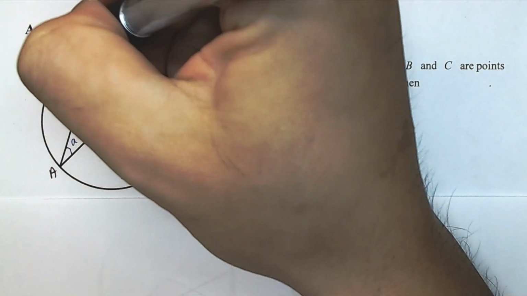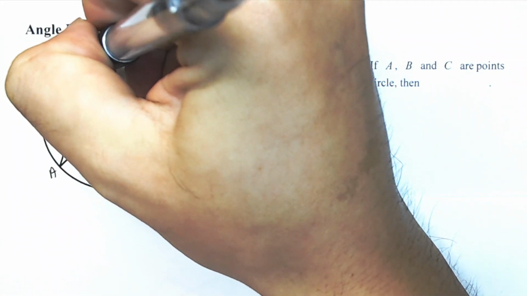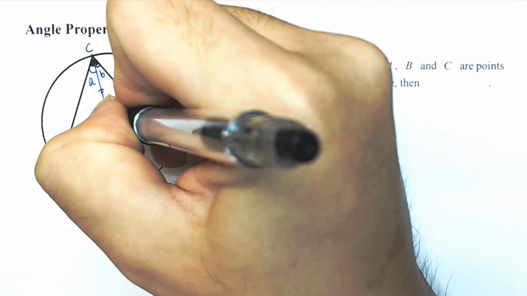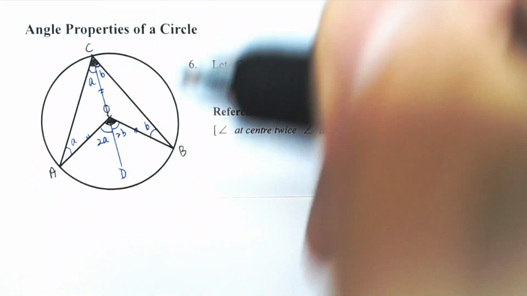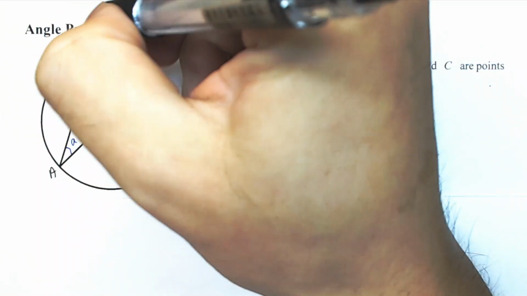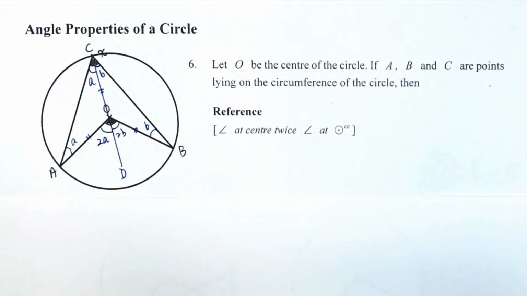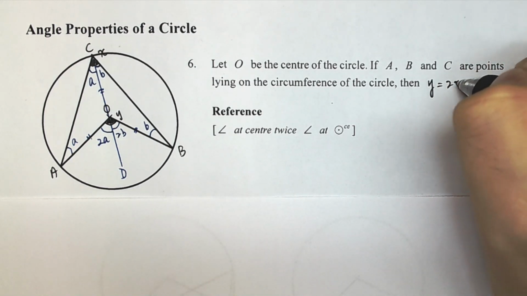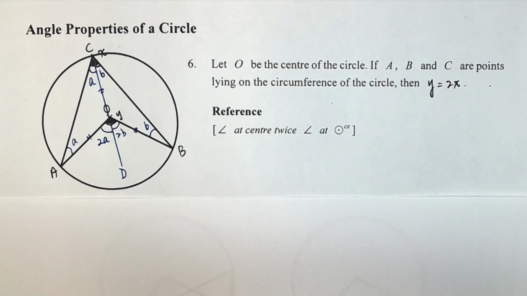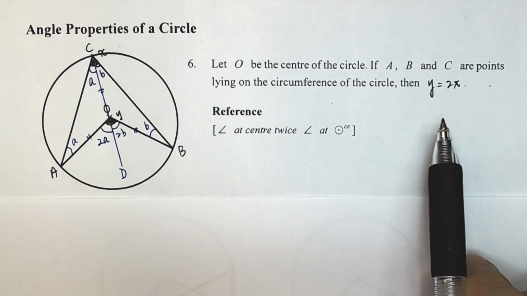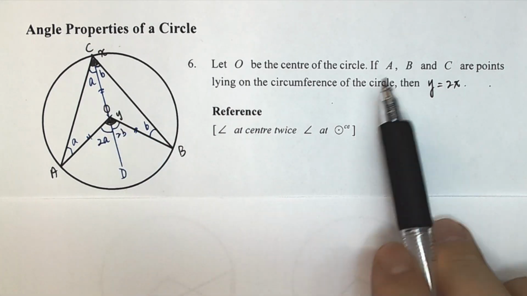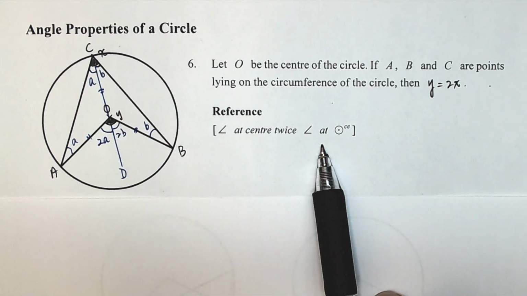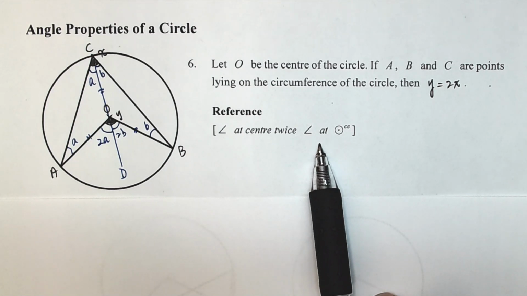Yes, the angle here and the angle here are in special relation. So if I let it be x and this angle be y, then we will have y equals 2x. Now, when you use this result, you need to quote the reference. The reference is like this: angle at center twice angle at circumference.